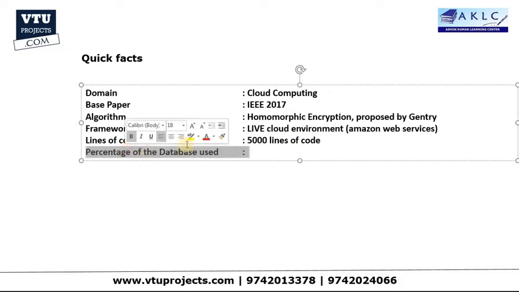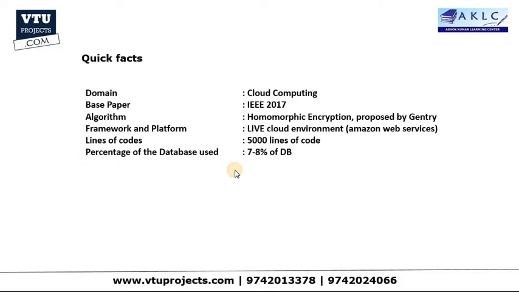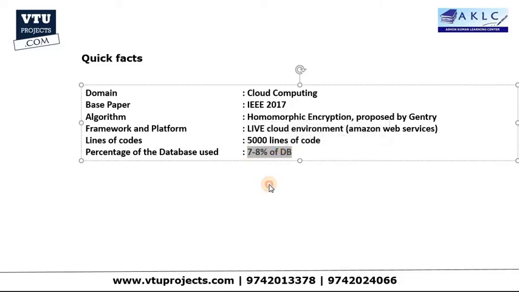And at last, the percentage of the database used will be around 7 to 8% of the database. The reason I am mentioning this is that the university has a rule that no project should use more than 20% of the database. But I think we are on the safer side because we are using only around 7 to 8% of the database.